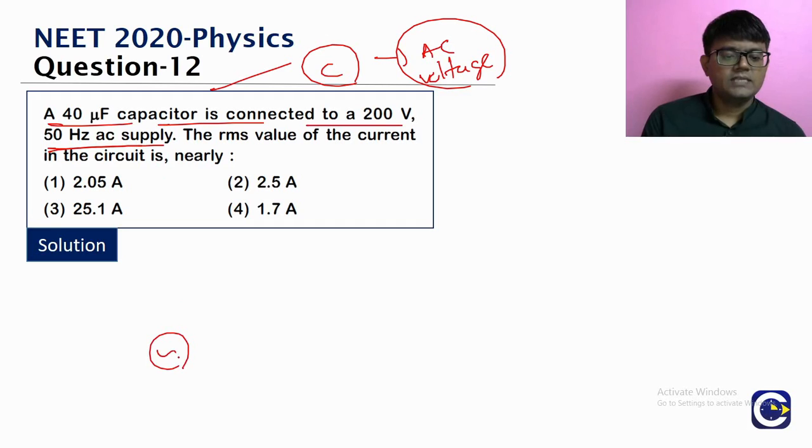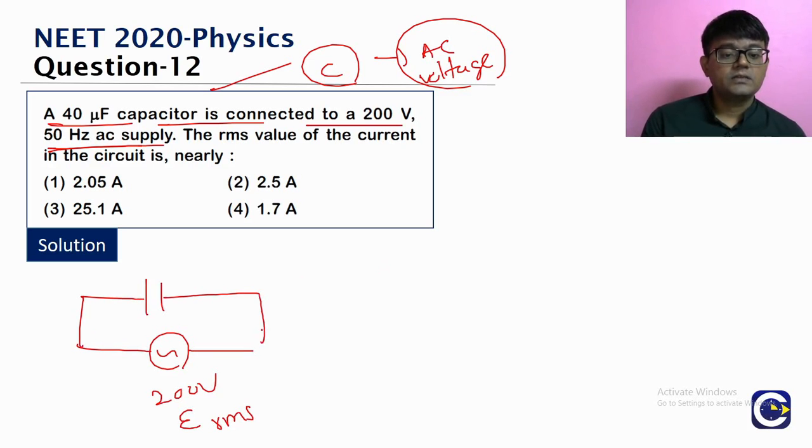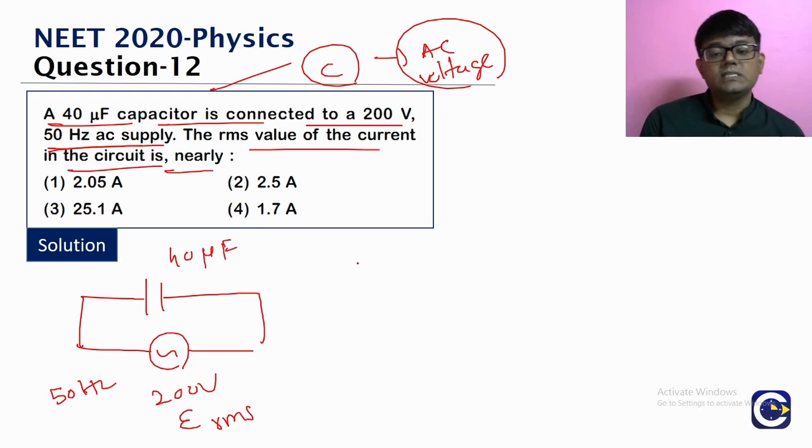We have the AC source. 200 volt means the RMS voltage, because whenever they give the voltage of the source, that is representing RMS. We are simply connecting a capacitor to it. The frequency of that source is 50 hertz. The capacitance value is 40 microfarad. Now they are asking the RMS value of the current in the circuit.